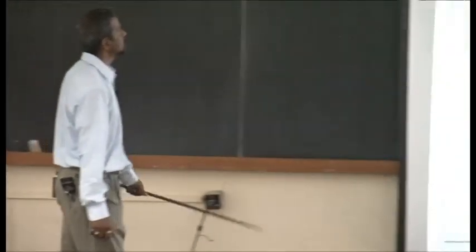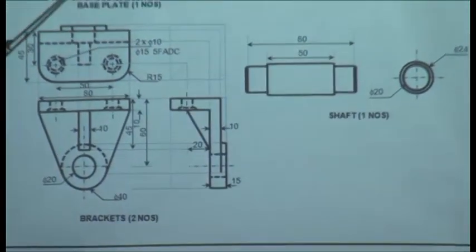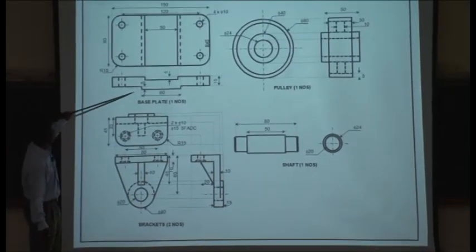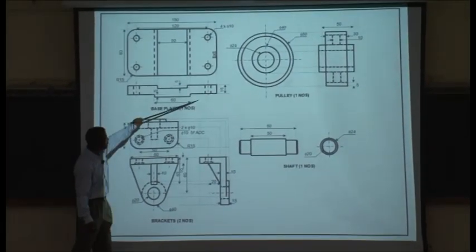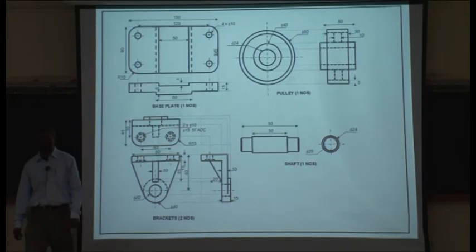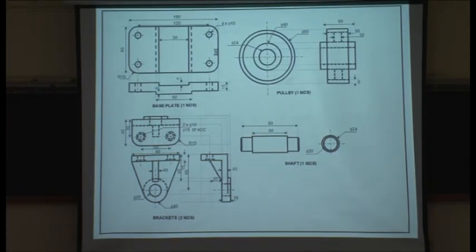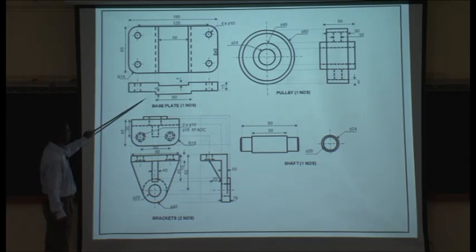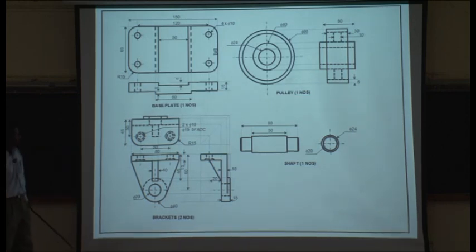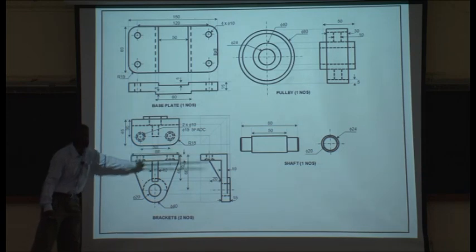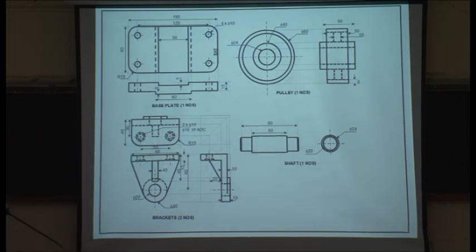Base plate: you've got dimensions 150 by 80, four holes, four arcs. There's a little groove here. There's something over here, something over here. Where would the brackets go? Here or here? Look at this dimension. Where would the brackets go?